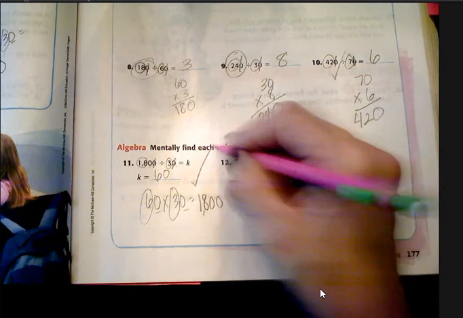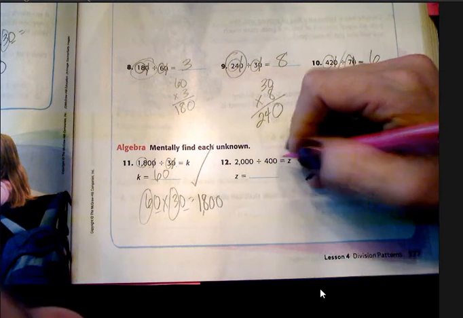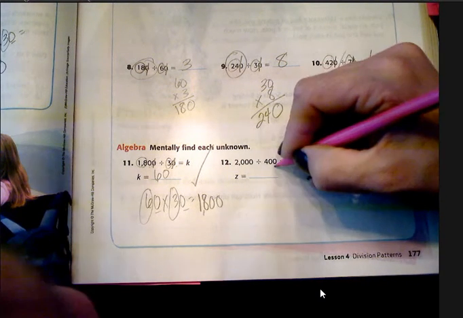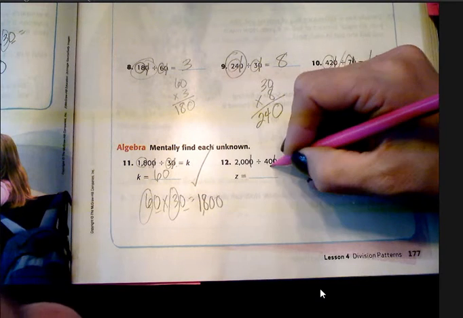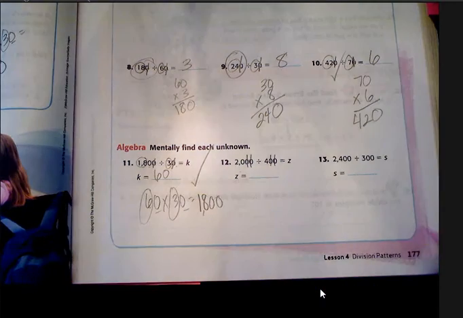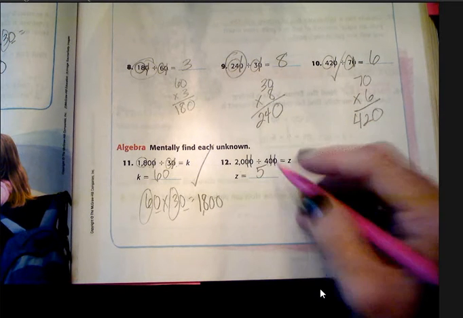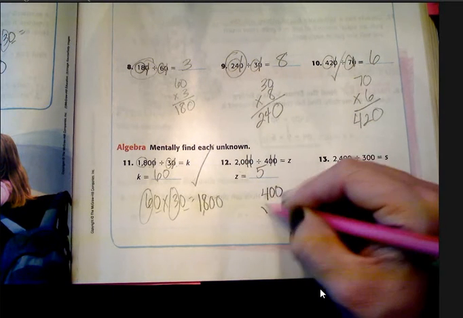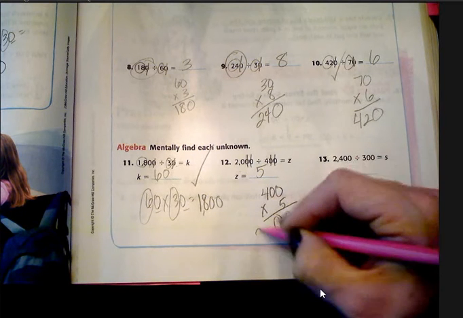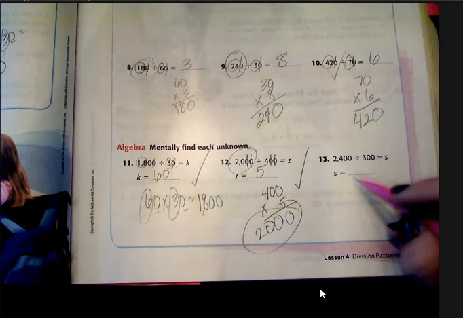That one's correct. 2,000 divided by 400. So I have 2 zeros on this side and 3 over here. So I can go like this. Buddy, buddy, and buddy number 2, buddy number 2. Now I have 20 divided by 4. Do you know that fact? Yeah, 5. Remember, you can check your work. 400 times 5, 0, 0, 20. There's your answer, checked.